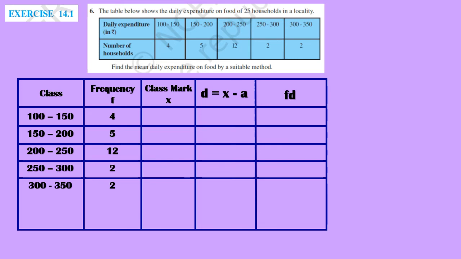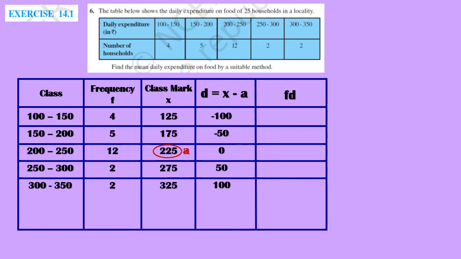After that, let us write the class mark 100 and 150. So the middle value will be 125, then 175, 225, 275 and 325. Now let us take the assumed mean. Which one will be? Yes, the middle one is 225. That will be the assumed mean. Now let us find the difference D. 125 minus 225, minus 100, then minus 50, 0, 50 and 100.